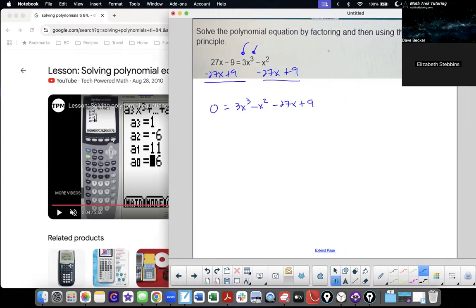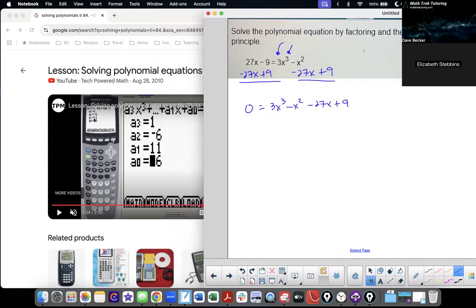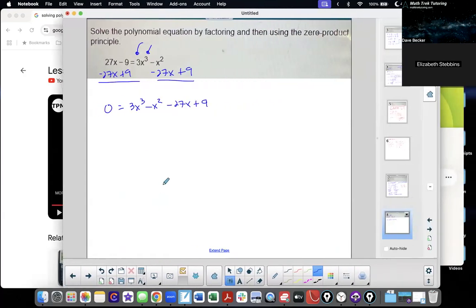I think he's at the step after you hit graph. No, it would be 3x cubed minus x squared minus 27x plus 9. You wouldn't put two negatives. You would just put the minus button. Okay. Let me see if I got this right now. Okay, now I got it.